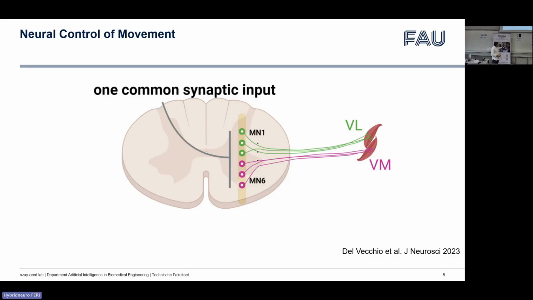Why we're interested? Because in the literature, if you take a look at it for the last 40 years, the main concept is that the vastus muscles receive one common synaptic input. So from a neural perspective, although we have two anatomically different muscles, from a physiological and neurological perspective, the common input means the brain sees these two muscles as one.